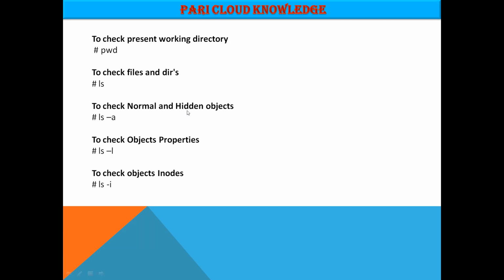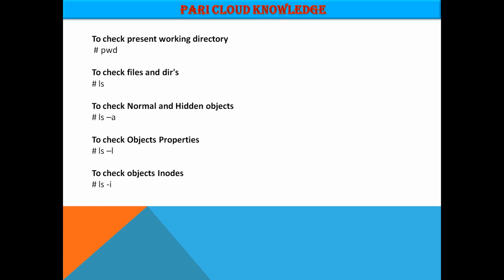So to check normal and hidden objects, if you want to check all normal and hidden files, then you have to type ls -al. Then it will show all the normal files and hidden files. Hidden file means a file with a dot extension.